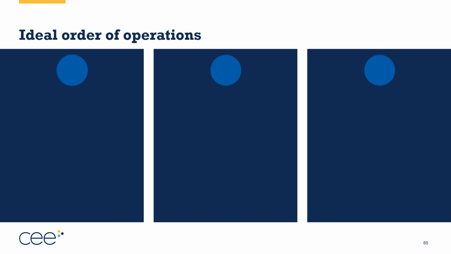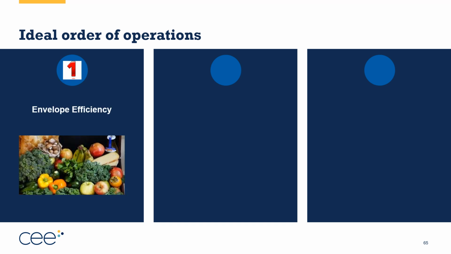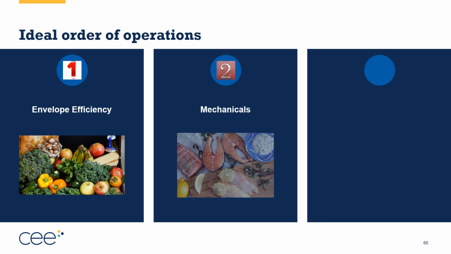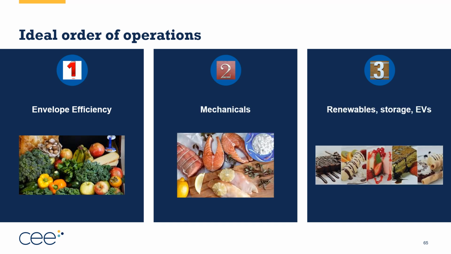Now, I've said this in many trainings before, and there's still some truth to it: you need your envelope efficiency, your efficiency vegetables, before you're allowed your mechanical proteins, and then you're allowed to have your renewable desserts, right? Kind of a joke, and we used to say this because the order of cost used to be that insulation was cheaper than equipment, which was cheaper than solar. But now we've seen solar come down, EV chargers come down in price, mechanicals are all over the place. Ductless heat pumps may be very affordable, and there can be some ducted systems that are extremely expensive.